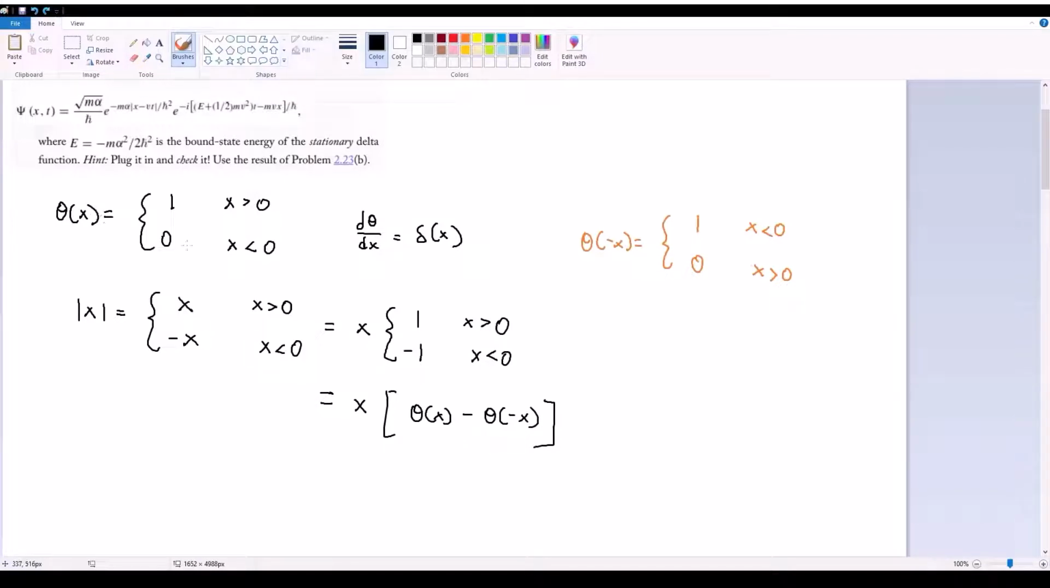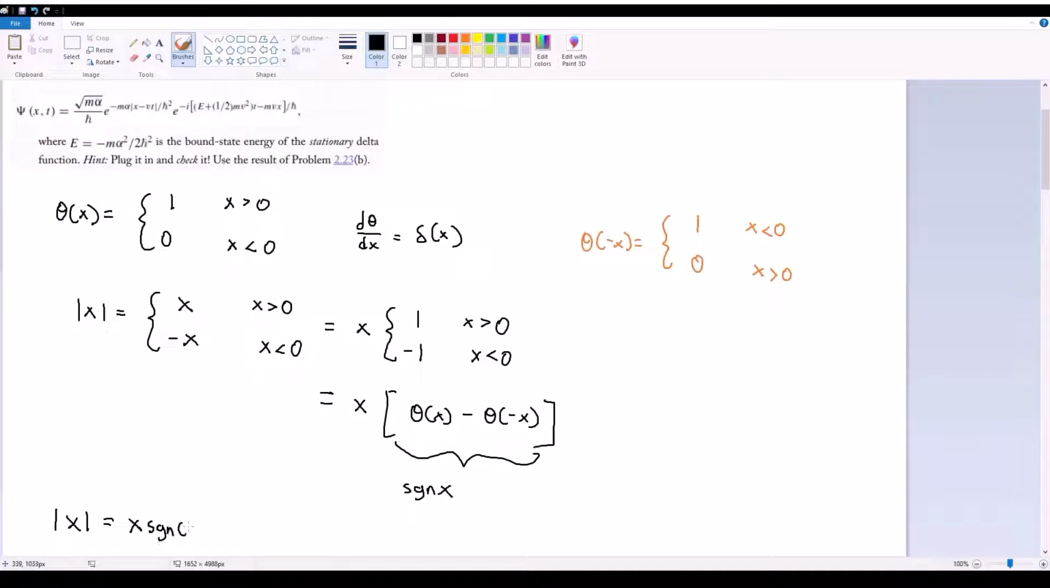And everywhere else they don't affect each other, because everywhere where theta of x is non-zero, theta of negative x is going to be 0, and everywhere where theta of negative x is non-zero, theta of x is going to be 0. And this expression specifically actually has a nickname because of how common it shows up in higher level mathematics. It's called the signum function, SGNX. So in actuality, the absolute value of any expression can be expressed as that expression multiplied by the signum function of that expression.